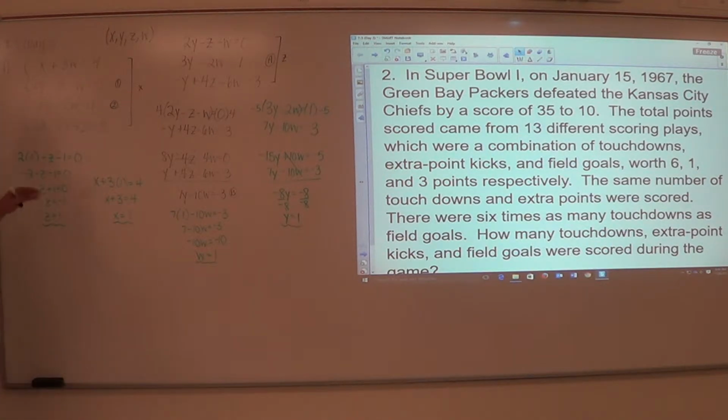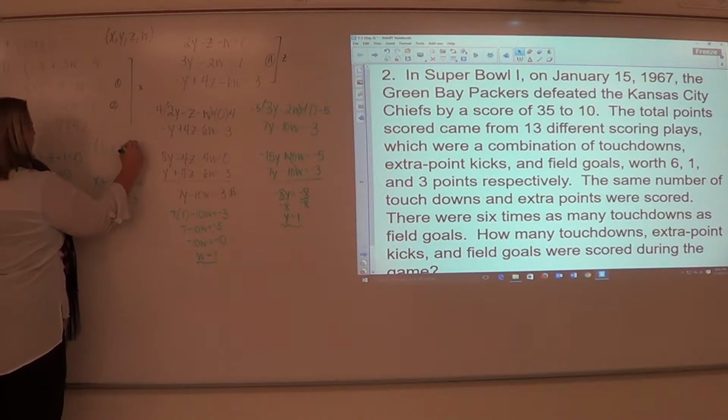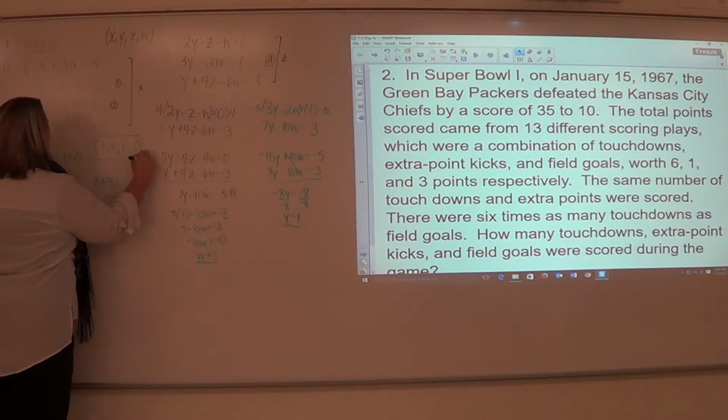Okay, your point is x, y, z, w. So 1, 1, 1, 1. Not that it matters right now. It didn't matter on this one, did it?